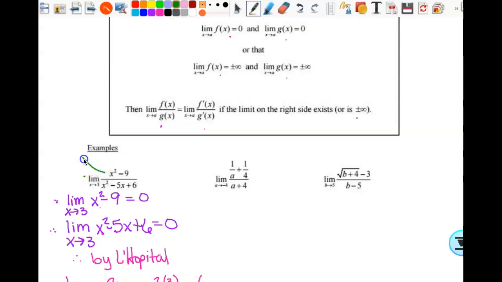So up here, if I could take this and factor it, the limit as x approaches 3, and when I factor the numerator, that becomes x plus 3 times x minus 3, and the denominator is x minus 2 times x minus 3. Right? Then I can cancel those out. Then what I'm left with, I can do direct substitution here, and I'd get 3 plus 3 over 3 minus 2, which still gives me 6 over 1.